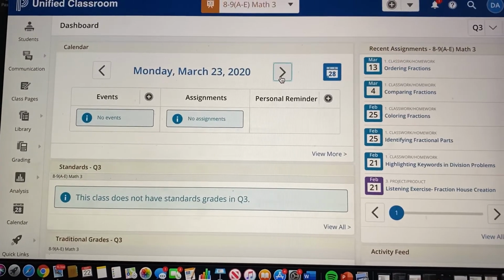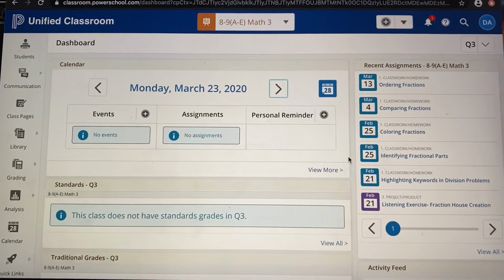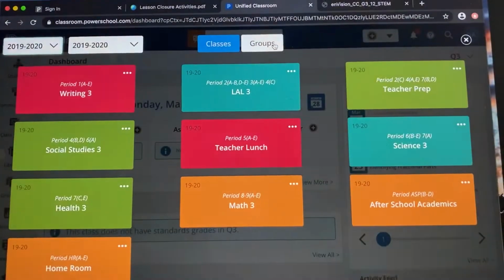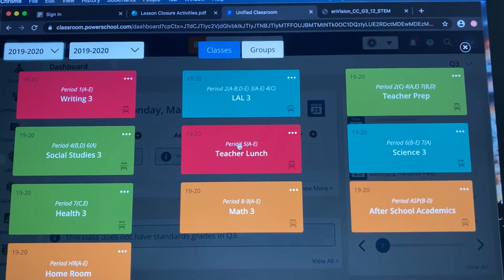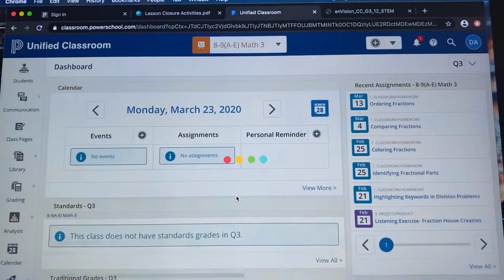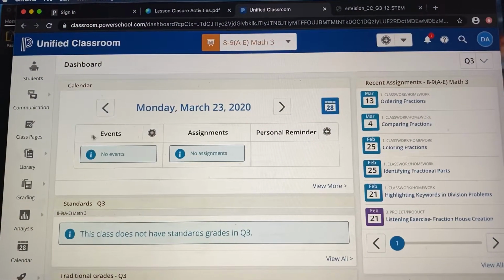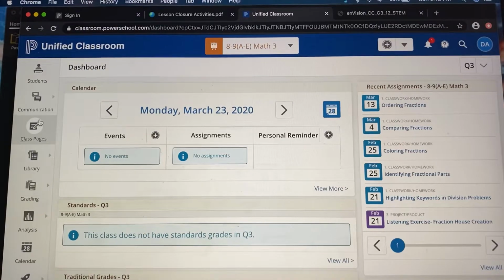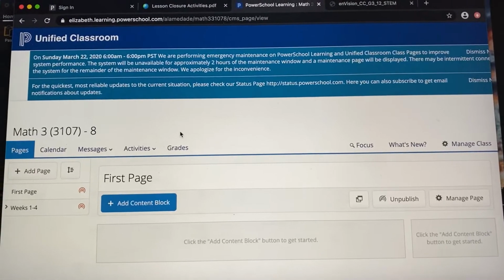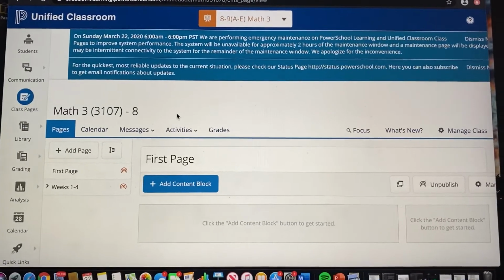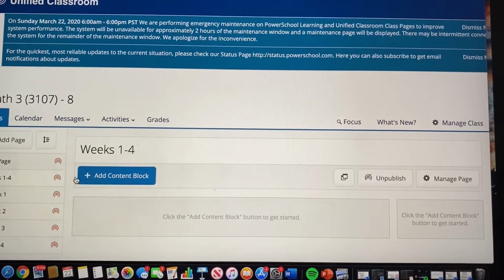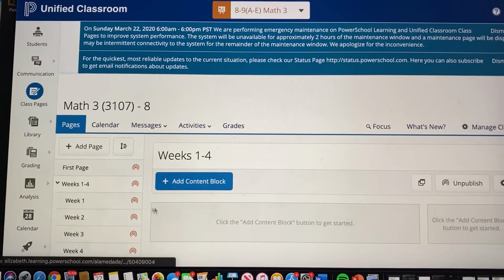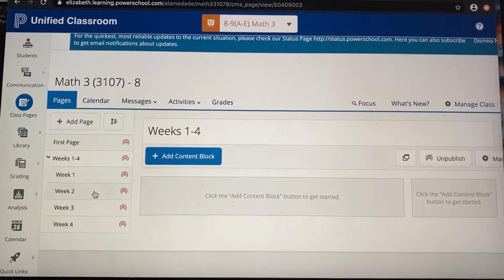So, we are on the main page again, and remember we have to go up here to the top, make sure you're always in classes, and that we are in math. Click math. Okay, and remember to always go on the left-hand side, right here, and click on class pages. Let the page load for a bit first. Alrighty, and then we go to weeks 1 and 4. Click that. Again, let it load for a bit, and then we want to click week 2.